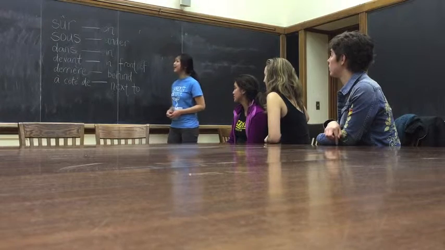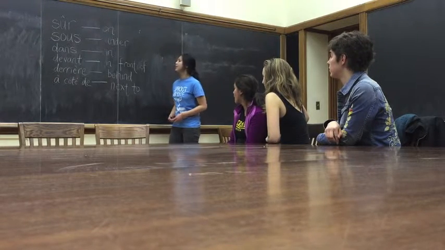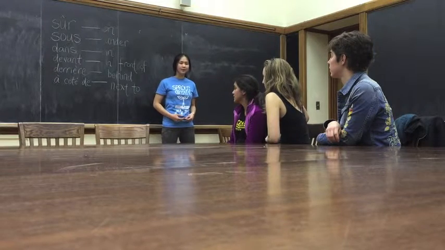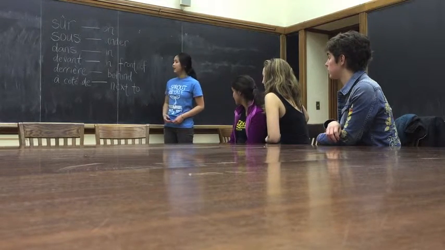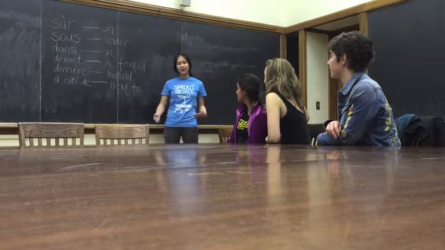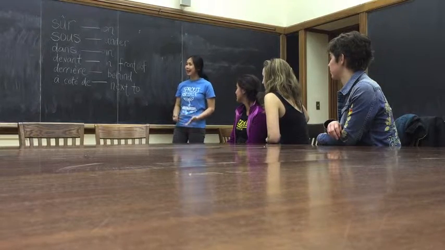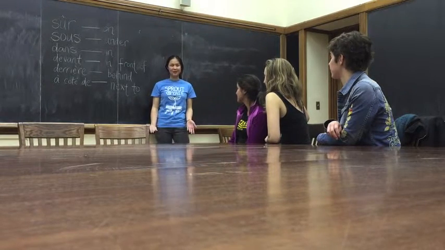Sous. Exactly. Dans means in or inside of. Dans. Devant means in front of. Devant. Derrière means behind. Derrière. And à côté de means right next to or on the side of. À côté de. Exactly. So now I'm going to demonstrate the song for you, and then we'll all try and sing it together.